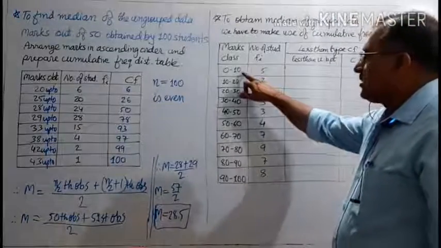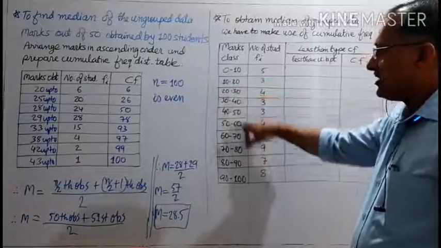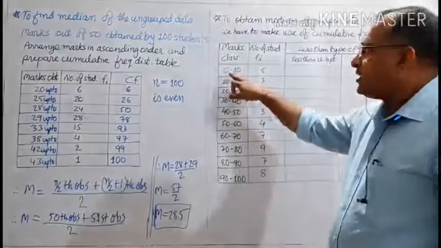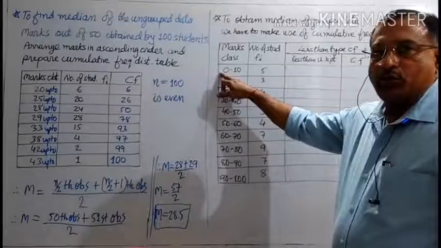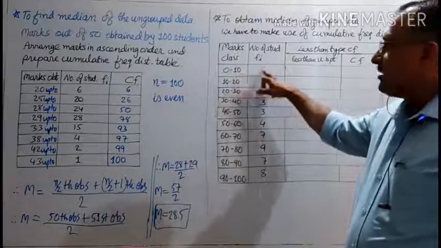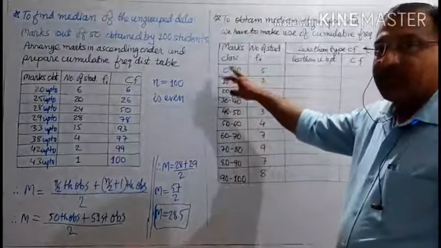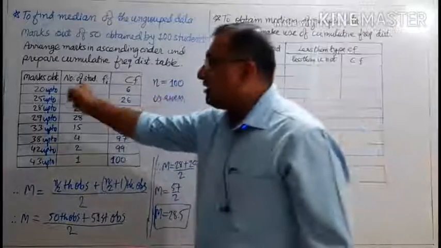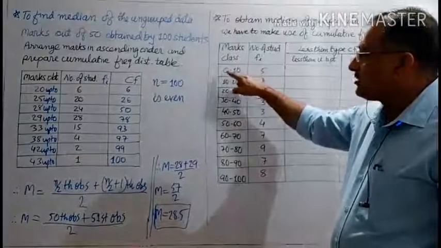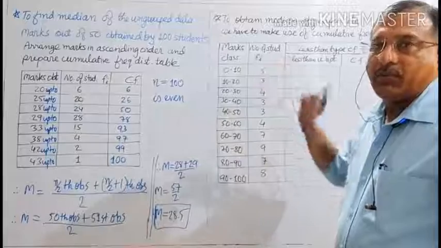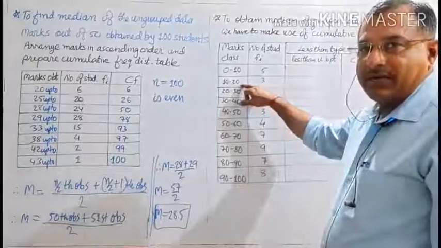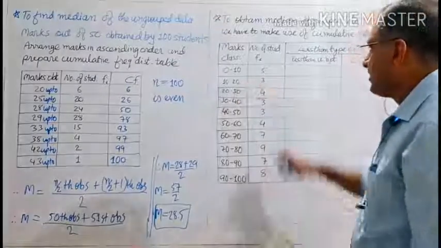For this, you see here the lower boundary point and upper boundary point. These are the classes with boundary points. That means the students having scored marks equal to 0 or more, but less than 10, there are 5 students. Here 10 or more but less than 20. We have to consider 0 or more but less than the upper boundary point. So 10 marks or greater, but less than 20, like that it is given.